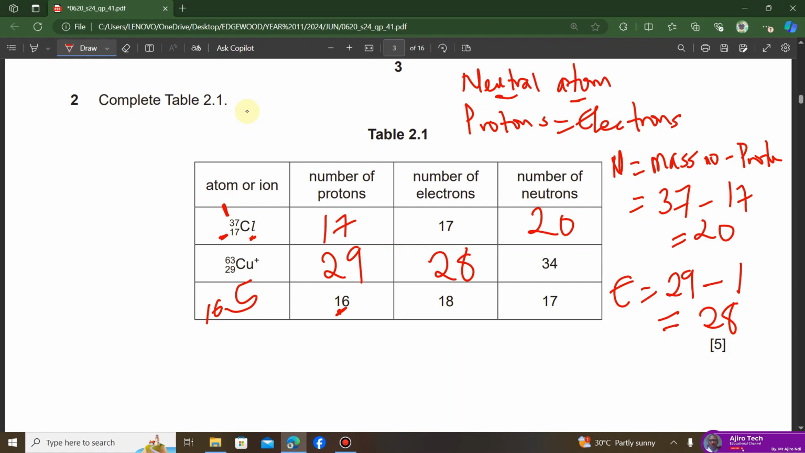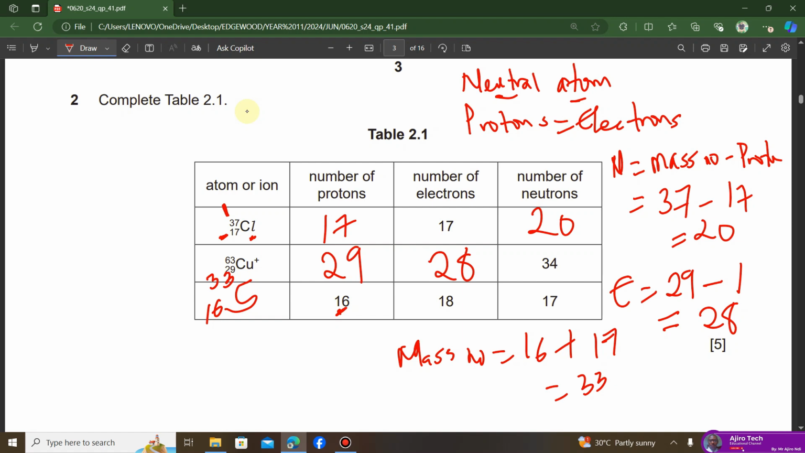So we are also told that to obtain the mass number of this atom or ion, as the case may be, it has to be 16 plus 17. So we are going to add, for the mass number, 16 plus 17. So that's basically 33. So we could boldly write 33 right here.